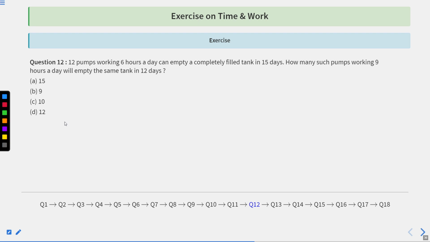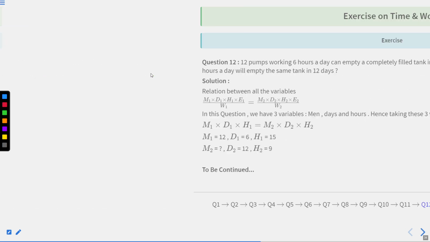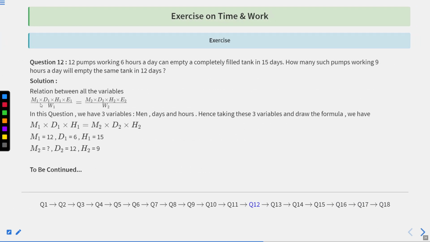Question number 12. 12 pumps working 6 hours a day can empty a completely filled tank in 15 days. How many such pumps working 9 hours a day will empty the same tank in 12 days? So here we are going to use the relation that says M1 D1 H1 E1 upon W1 equal to M2 D2 H2 E2 upon W2.